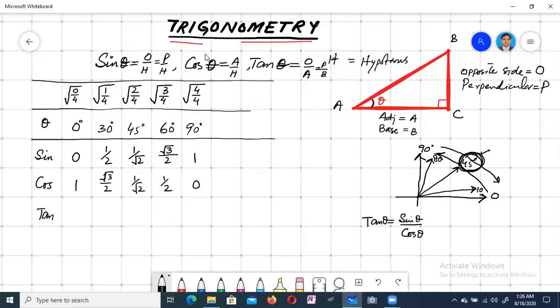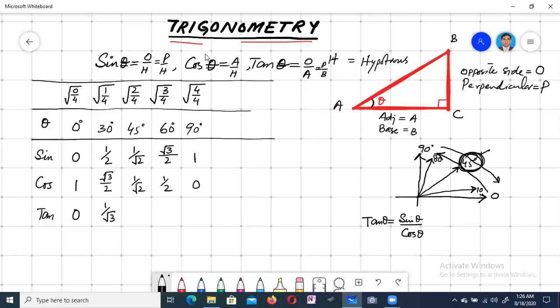Here you will see at 0, sine 0 is 0 and cos 0 is 1. Then we divide these two values. 0 divided by 1 is 0, so tan will be 0. For the next two values at 30 we divide 1 by 2 divided by square root 3 by 2. The 2 can cancel and 1 by square root 3 will be there.